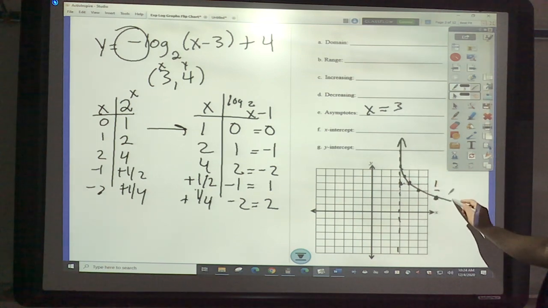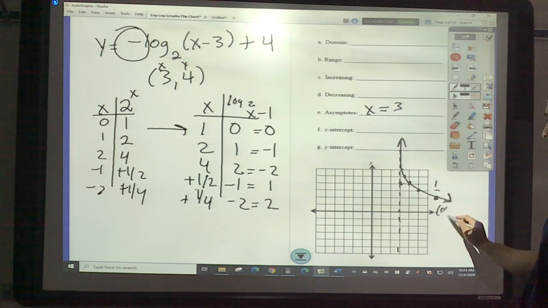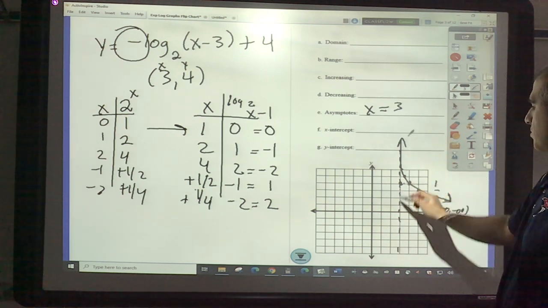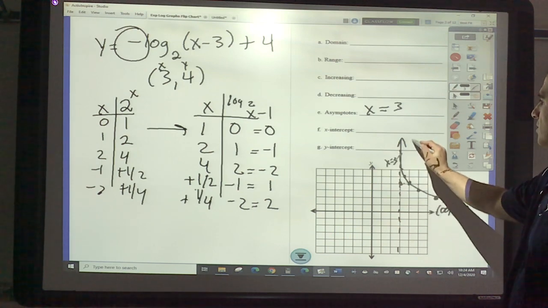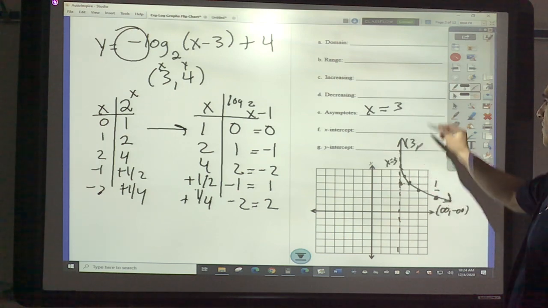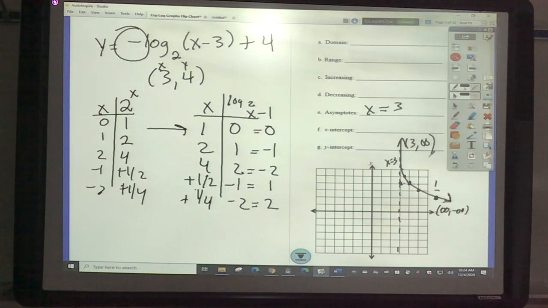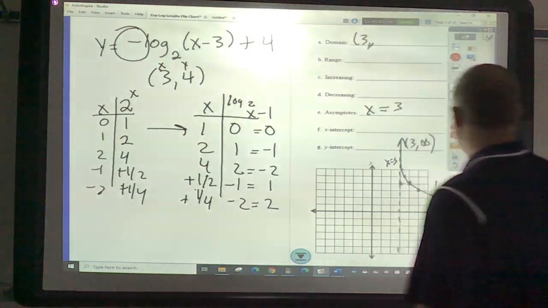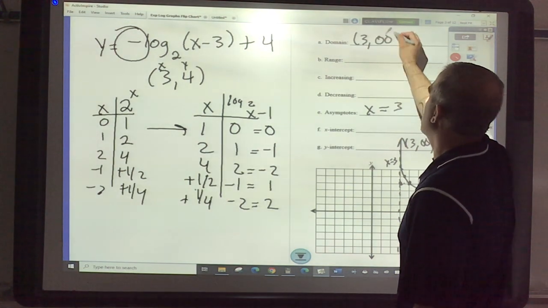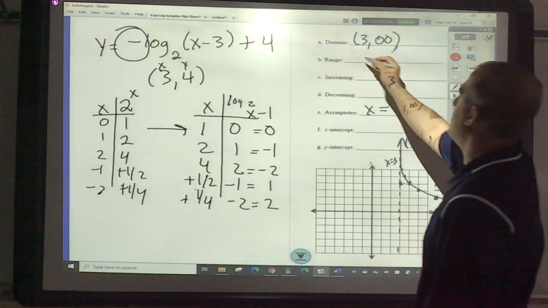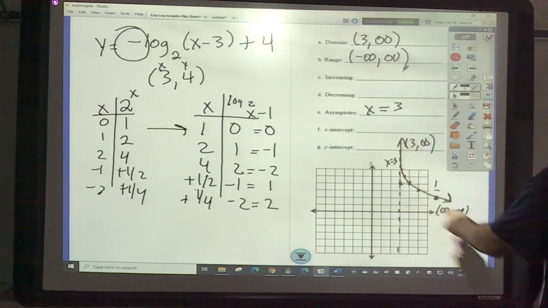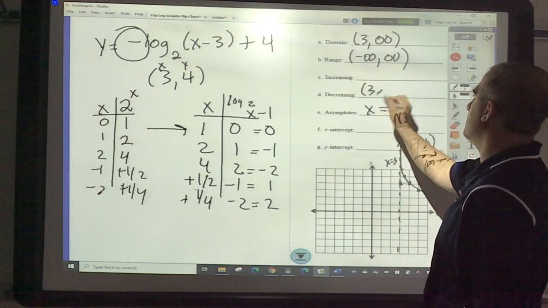All right, so this arrow would be a right arrow heading down. This one is approaching the line x equals 3. So I would have 3, and that arrow is pointing up, so infinity. My smallest x value is 3. The biggest is infinity. My range, my smallest y value is negative infinity. Biggest is positive.